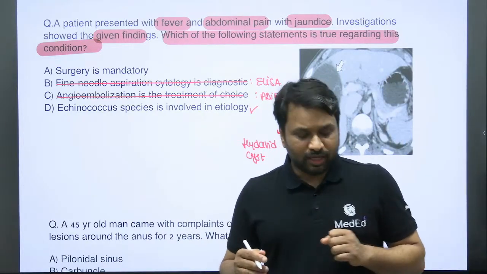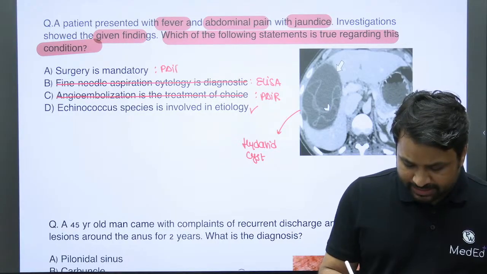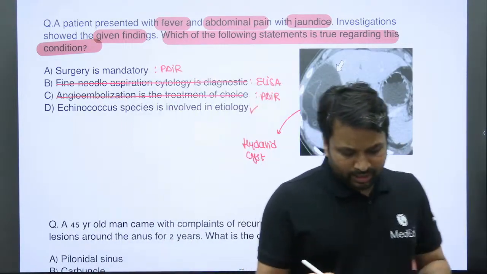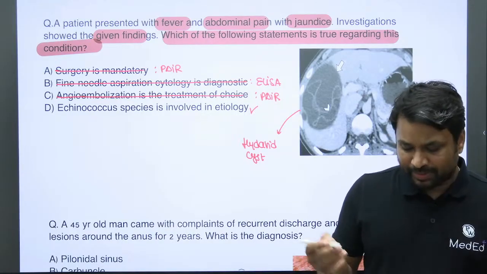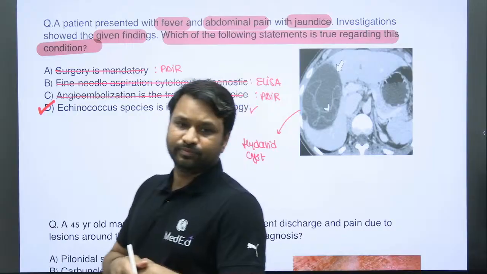Right? Now, surgery is mandatory. You can do PAIR, that is percutaneous aspiration and instillation of scolicidal agent. Surgery is not always mandatory. Last one is your capitonnage when the PAIR fails. So, answer here is going to be D for Delhi. Clear? Clear?